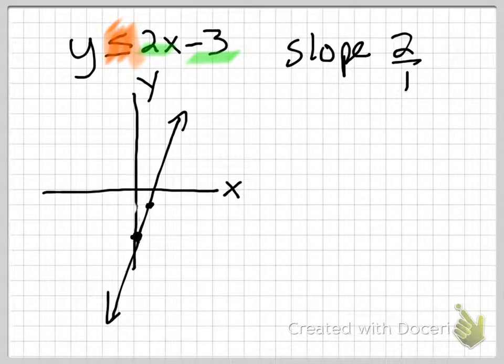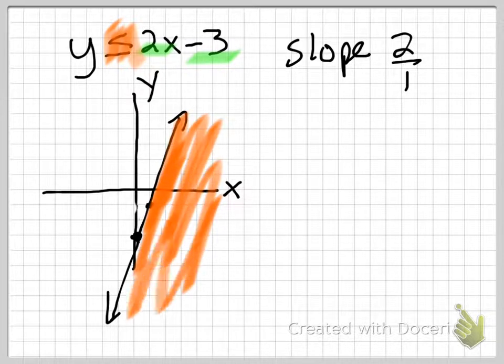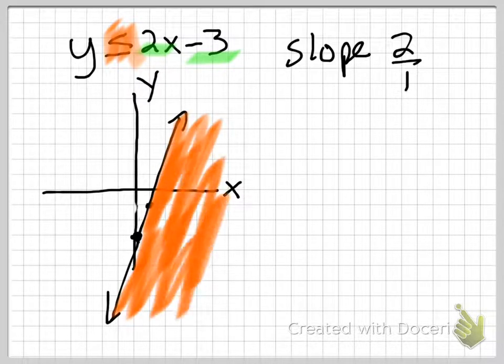Now, since our y value is first, we can do the shading up and shading down. So if your y value is first, this is a less than, so I know that I'm going to be shading downward. So we're going to be shading this direction. That's going to be off into this direction. It's going to be shading down.